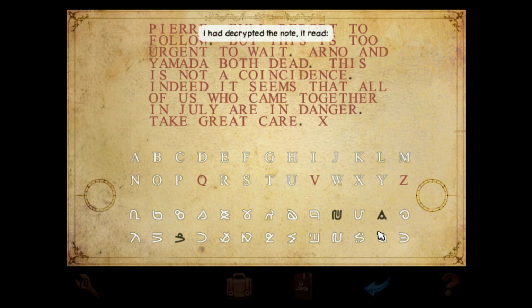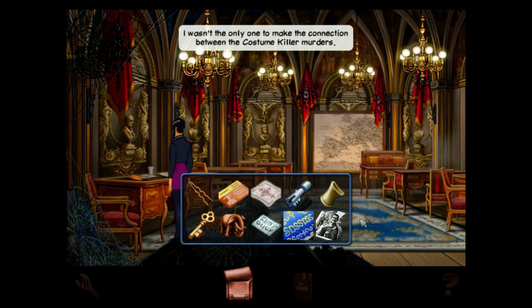I had decrypted the note. It read, Pierre. Full report to follow. But this is too urgent to wait. Arno and Yamada both dead. This is not a coincidence. Indeed, it seems that all of us who came together in July are in danger. Take great care. X.